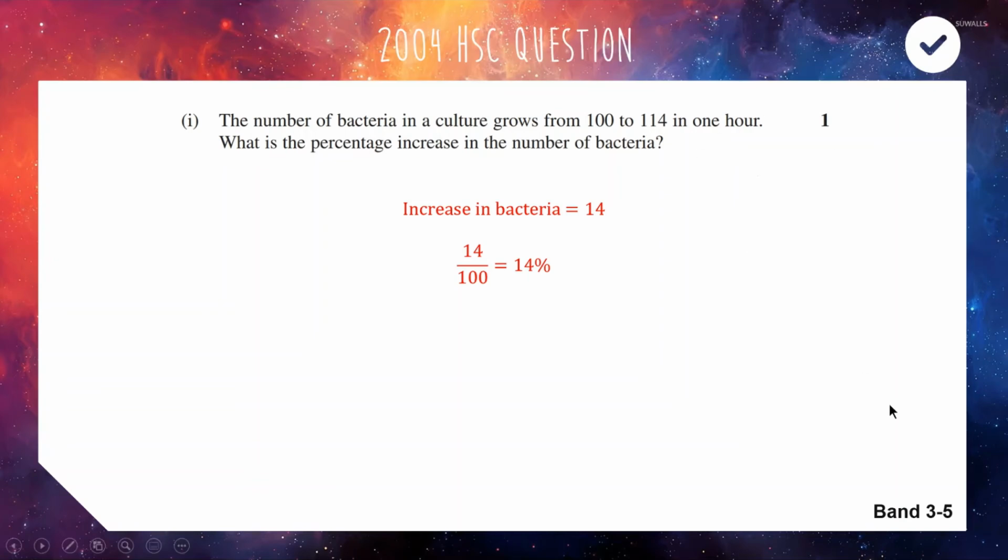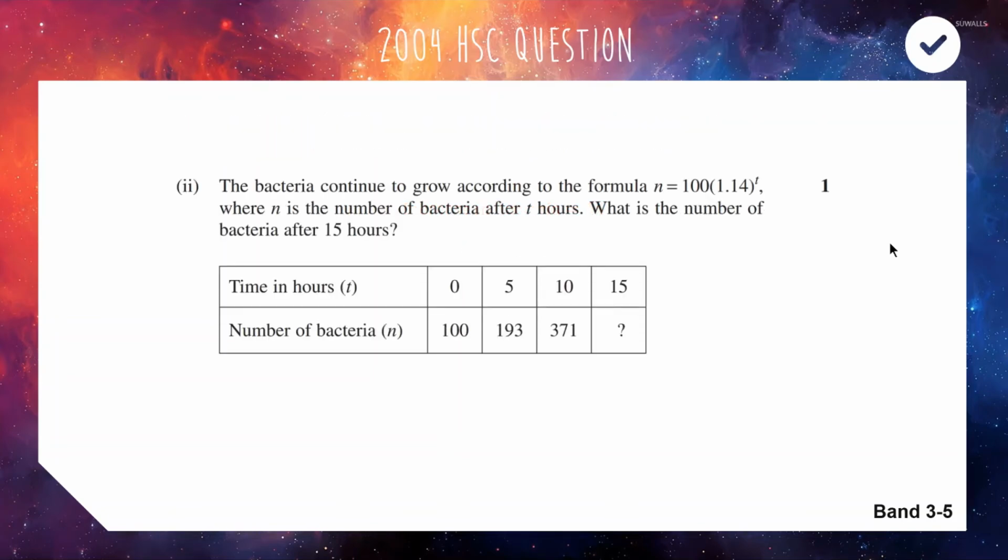So some parts of this question are only band 3, but some parts are going to go up to band 5 and be pretty challenging. So we'll definitely see when we get there. For the second part, we've got the bacteria continues to grow according to this formula. So we've got N for number of bacteria is equal to 100 times 1.14 to the power of T. This is similar to the equation that we just graphed in the previous question. N is bacteria, T is hours. What is the number of bacteria after 15 hours? We have a table of values.